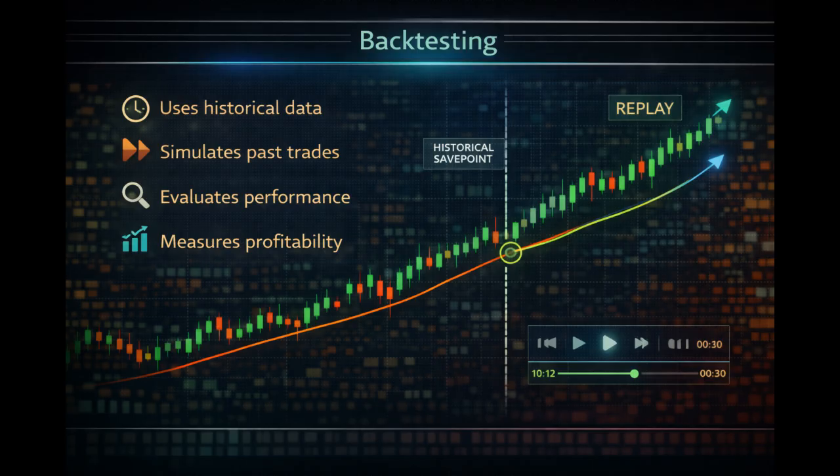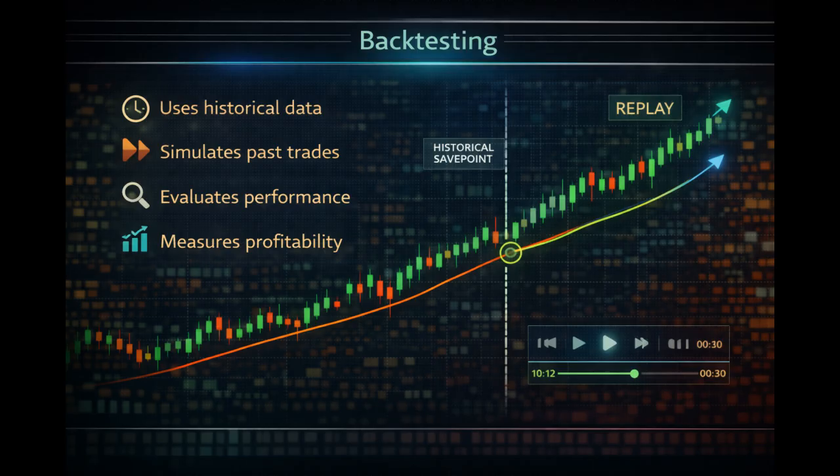For example, suppose a trader develops a Renko breakout strategy. By backtesting the strategy on historical Bitcoin data, the trader can determine whether breakouts historically produced consistent profits or frequent losses. How backtesting works. Backtesting involves applying a set of trading rules to historical market data and simulating trades based on those rules. The typical backtesting process includes the following steps.